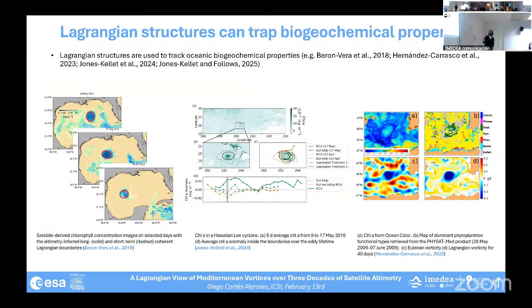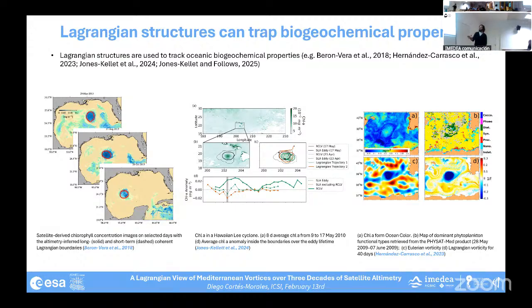Also, as I said, these Lagrangian structures can be used to track or to trap biochemical properties like chlorophyll. There are a lot of different works showing how Lagrangian structures can track and trap blooms of chlorophyll and track them through time, and how these Lagrangian structures define better the barriers of the confining structures than the Eulerian perspective.